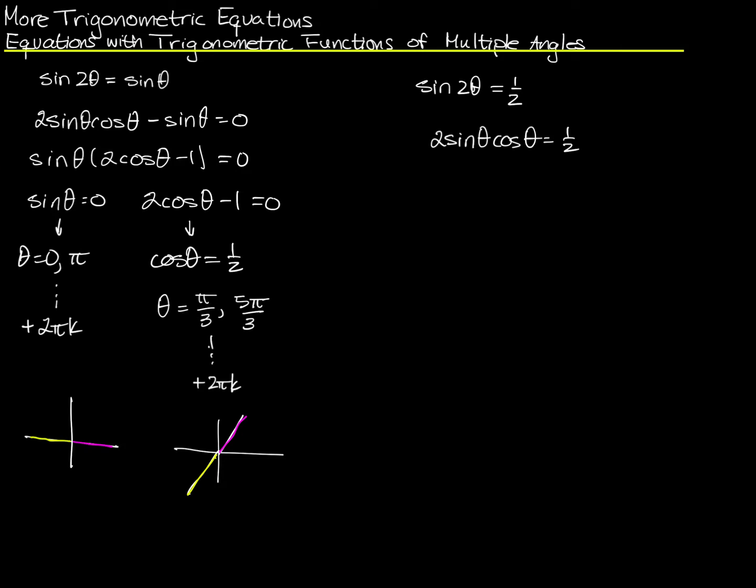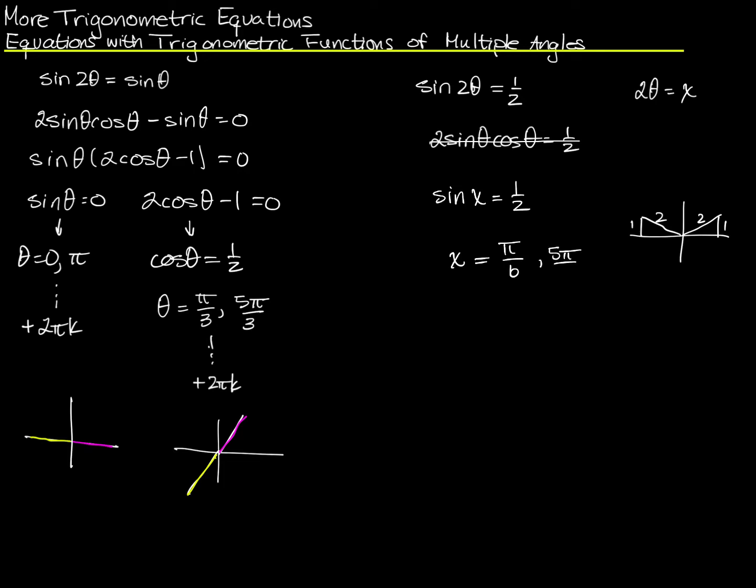What I'm going to do here is reassign my variable. I'm going to say, let's let 2 theta equal x. And then I can rewrite my equation as the sine of x equals 1/2. Well, now it's easy, right? If sine of x is 1/2, then x must be pi over 6. Or, let's see, sine is positive here and here. Here's a place where sine is 1/2. Here's another place where sine is 1/2. So that is 5 pi over 6.